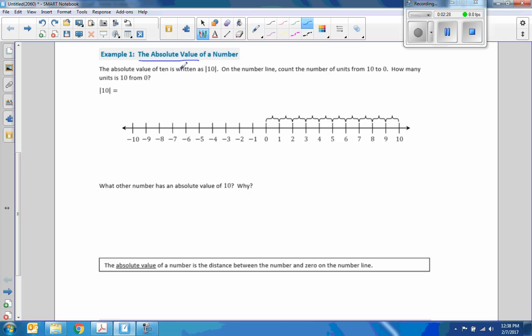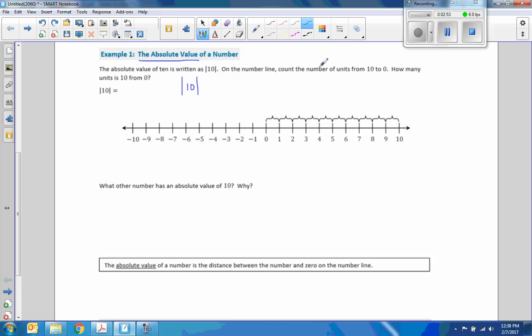Okay, so the absolute value of 10 is written as 10 with these two straight lines next to it. You have to be really careful how you write this. So if I did this, that looks like 1,101. Okay, we don't want to do that. What we want to do is make these a little bit longer, and then put 10 in there, and then make that a little bit longer. That is the absolute value of 10.